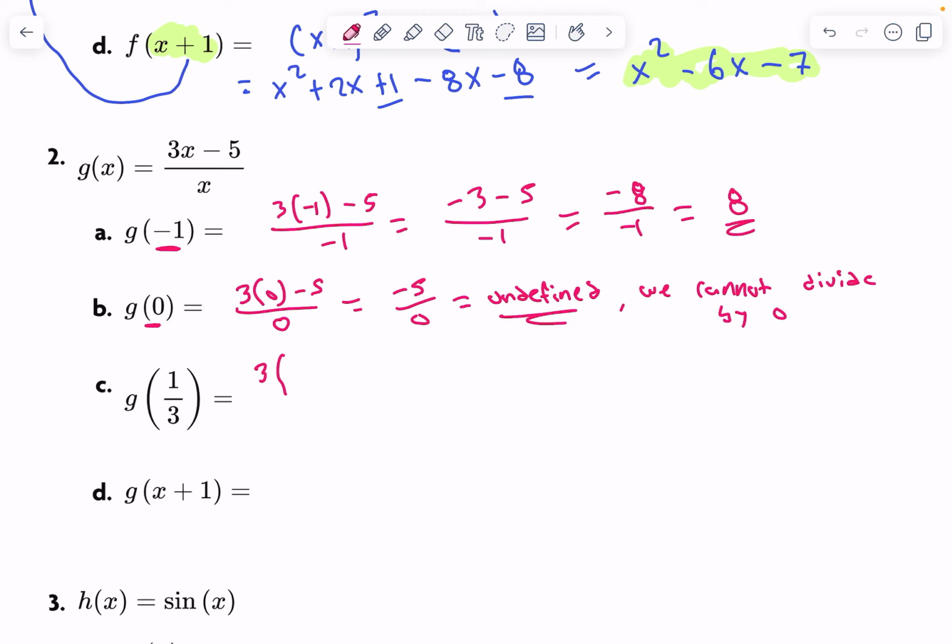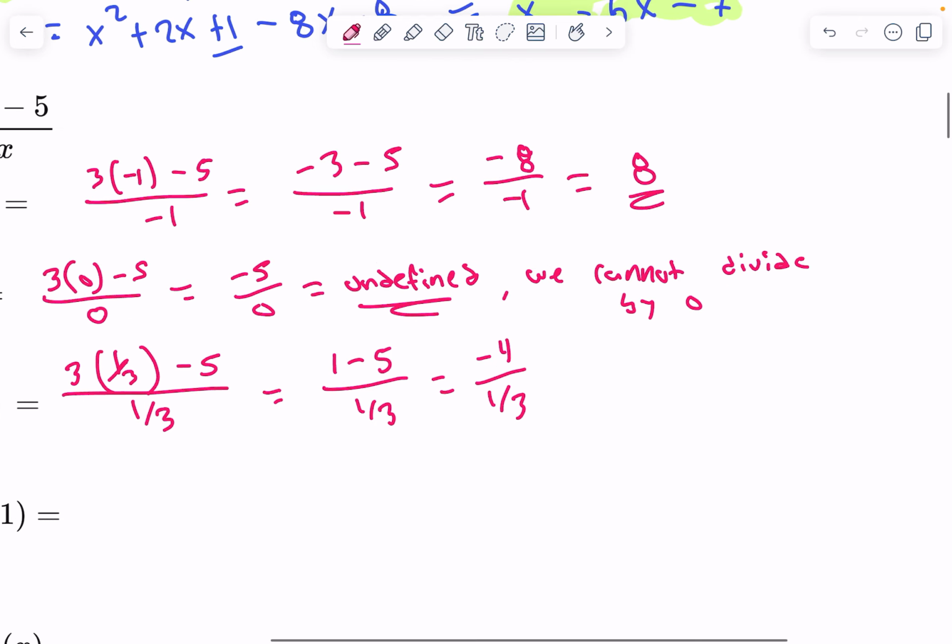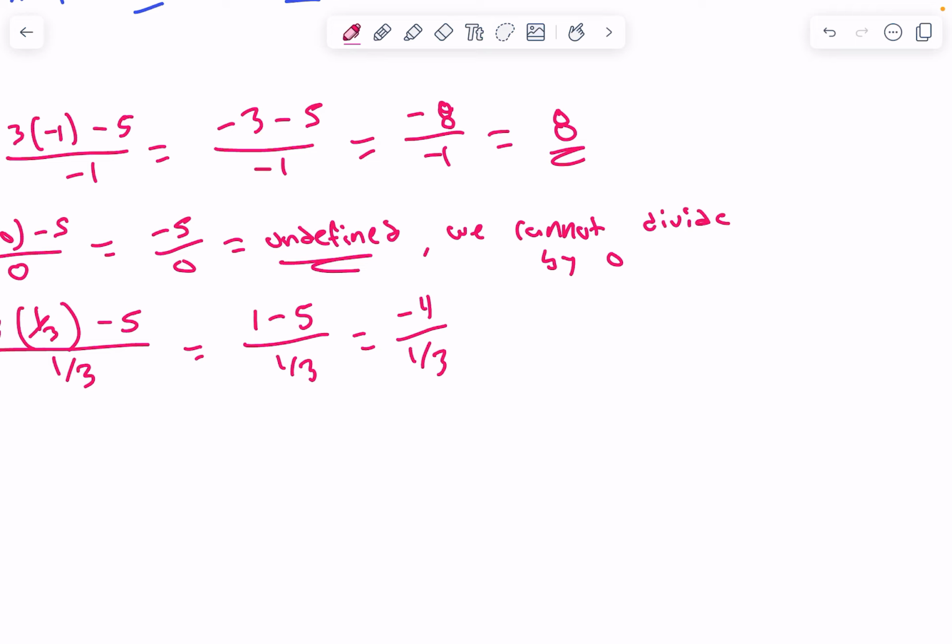Good. Now we have 1/3. So then we have 3 times 1/3 minus 5, all over 1/3. So 3 times 1/3 should just be 1, minus 5 over 1/3, equals negative 4 over 1/3. Okay, now we can't forget how to divide fractions, so let's show some work here just in case. Dividing by 1/3 is the same thing as multiplying by 3 over 1, right? Then we get negative 12.